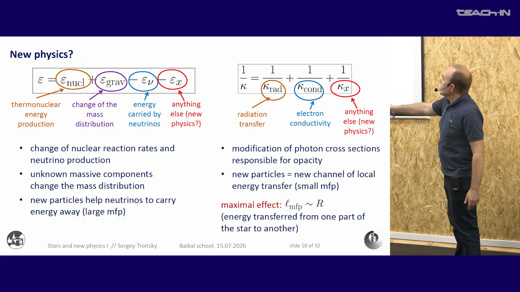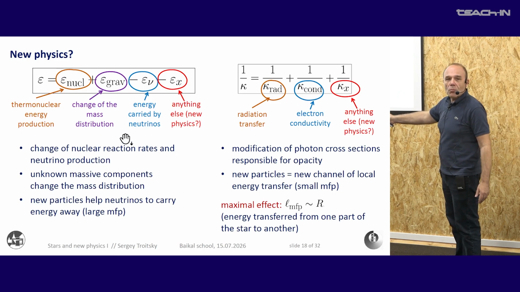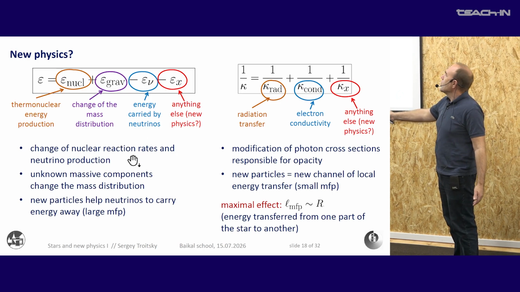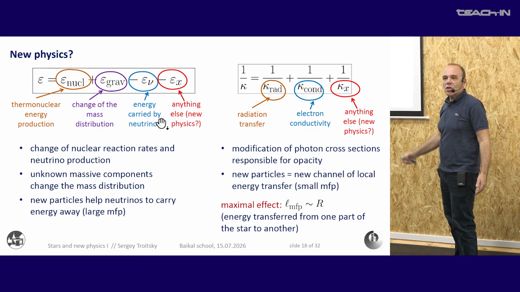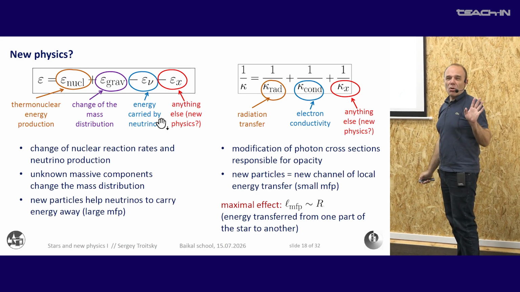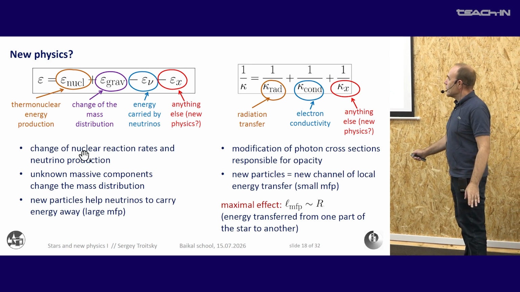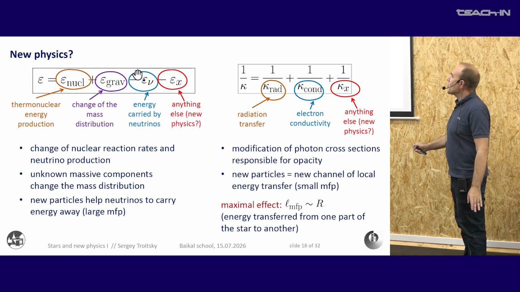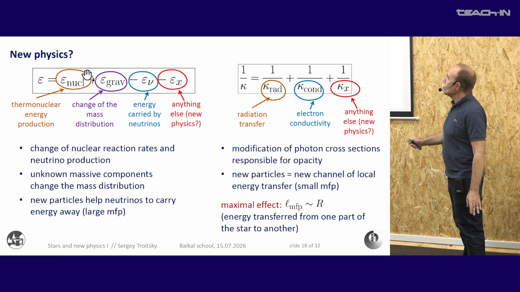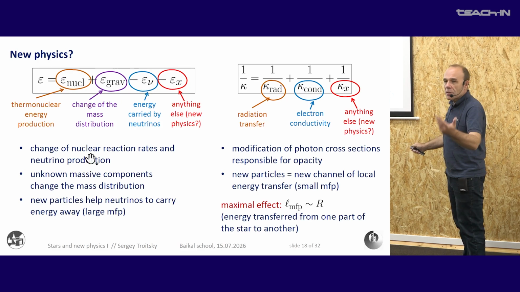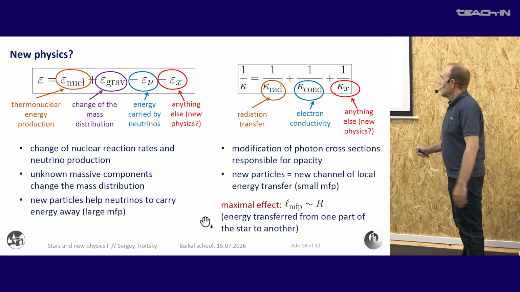Here it is written what physics can be put inside. We can change nuclear reaction rates. It is not called new physics, because nobody measures nuclear reaction rates precisely. We can change the associated neutrino production in the central parts. So we can change epsilon nuclear and epsilon neutrino in the central parts easily.